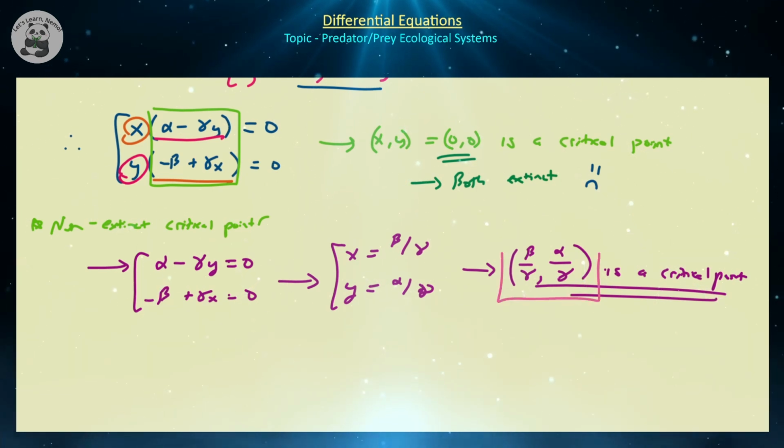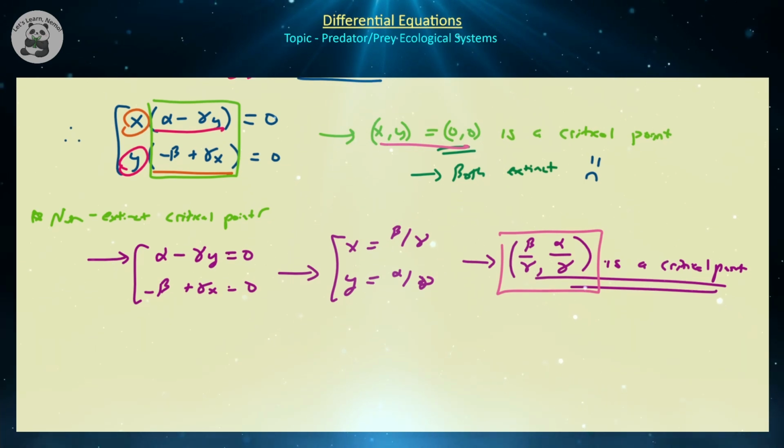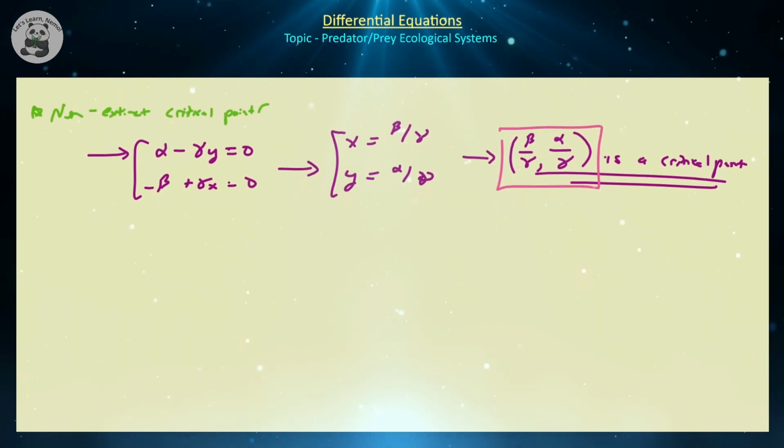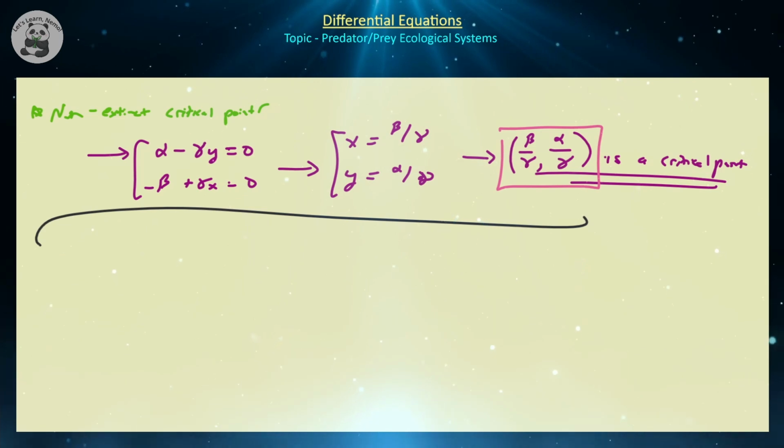So what type of critical point is this particular critical point? And one can also ask, well, what about 0, 0? What type of critical point is that? Since we're in the nonlinear world, we need to consider the Jacobian and consider the eigenvalues and eigenvectors of that Jacobian at each of those critical points.